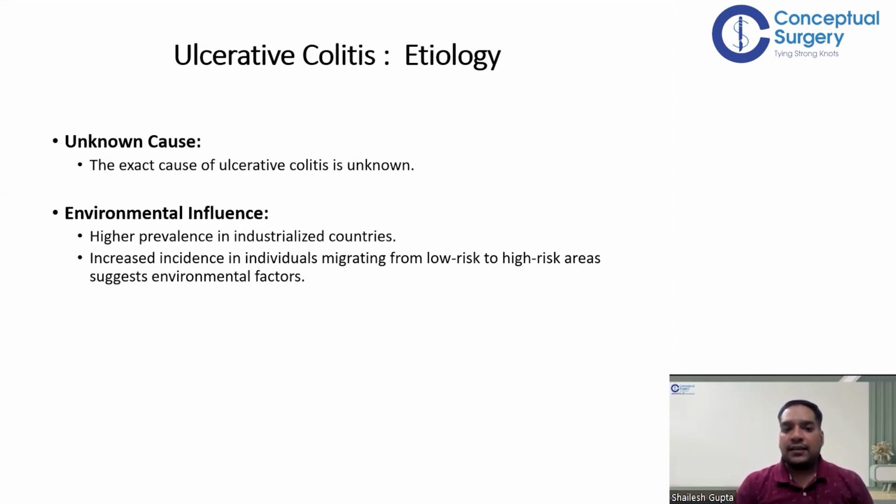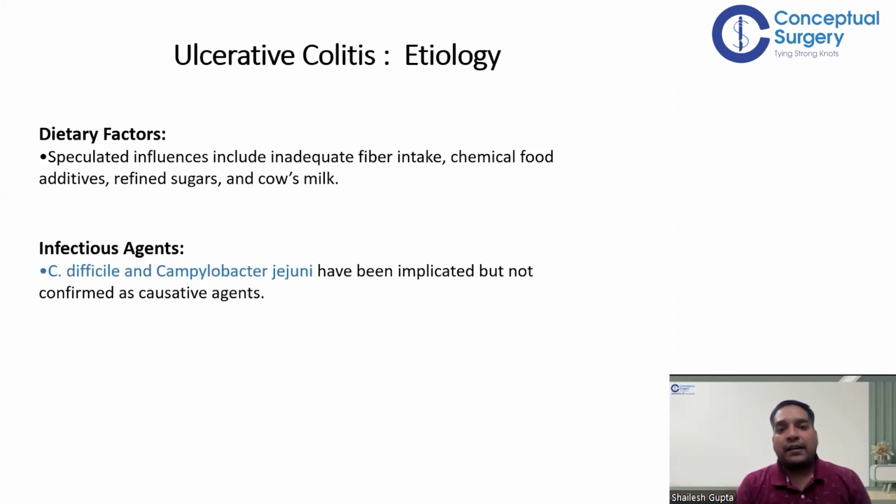So there are certain environmental factors, like it is found in industrialized countries. There is increased incidence in individuals migrating from a low-risk to a high-risk area, suggesting an environmental factor. Basically, it is more seen in developed countries, and people who migrate from a less developed country to a developed country, their chances also increase. तो अगर वहां पे जाके increase हो रहा है तो उसका मतलब ये है कि कहीं ना कहीं environmental factor involved है. Dietary factors are also there, like inadequate fiber intake, chemical food additives, refined sugars, and cow milk.